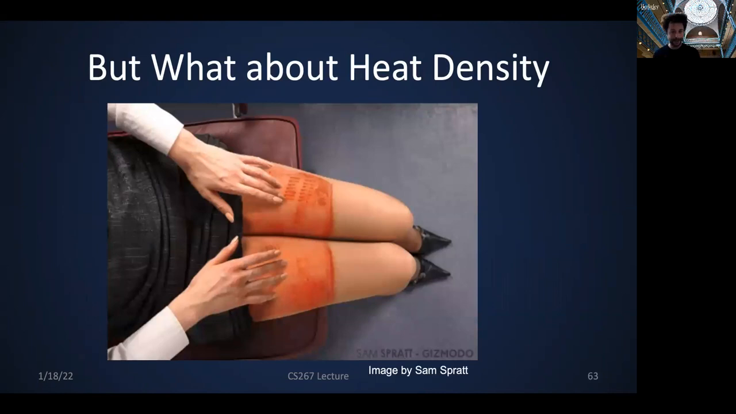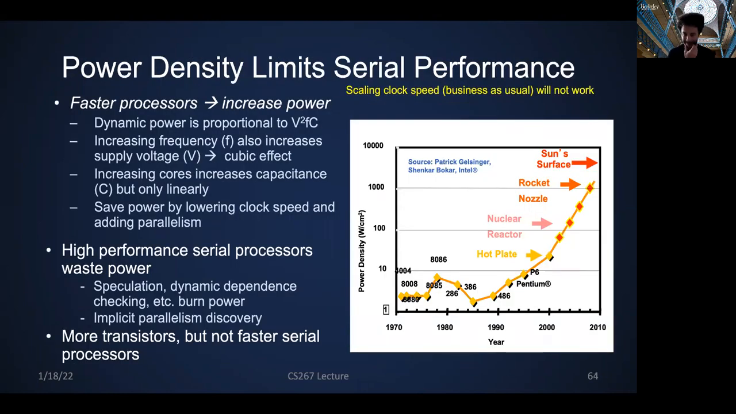There are other issues, which is heat, right? So, a very famous figure from about, I think, 15 years ago. What people had figured out is if they did business as usual and tried to increase frequencies as they did in the late 90s, they would eventually reach the power density of the sun's surface. That's why, I was an undergrad when I got a 3 gigahertz machine, and it's been a long time. I don't even get 3 gigahertz machines anymore, right?